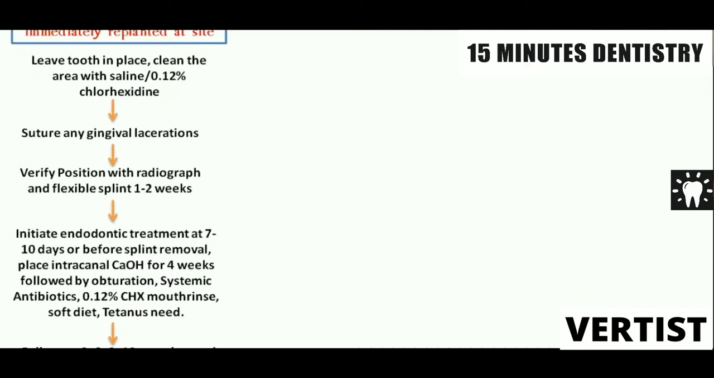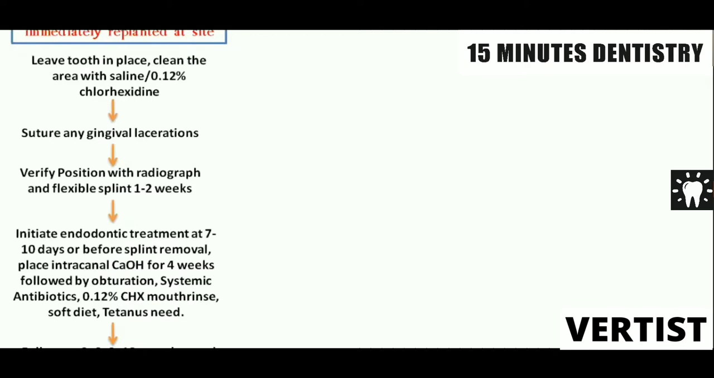Systemic antibiotics like amoxicillin are to be prescribed depending on the patient's age and body weight. Prescribe 0.12% chlorhexidine mouthwash to be used twice daily, and the instruction to the patient would be to have a soft diet. Also assess the tetanus need, and if it is needed, a booster dose is to be given to the patient. The follow-up is at 3, 6, 9 and 12 months, and then yearly for at least 5 years.